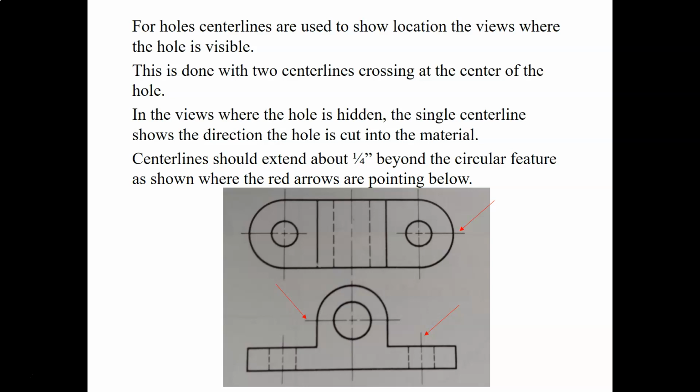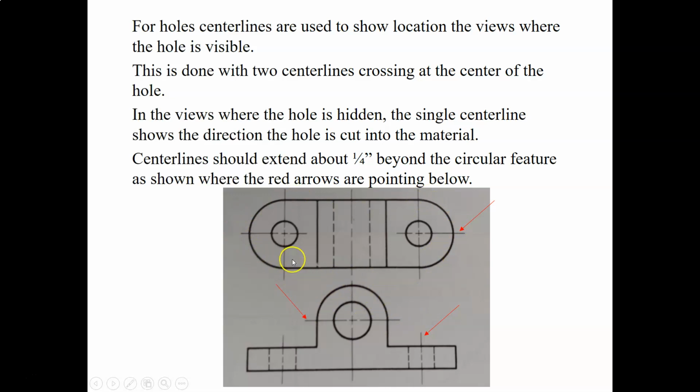Okay, let's talk a little bit more about holes. For holes, center lines are used to show the locations in the views where the hole is visible. This is done with two center lines crossing each other at the center of the hole. So if you notice in this image down below what we've got, and I'm going to move my mouse over, if you notice here, and then here, this is where we see the circular features. We also see rounded edges or arcs in these views.